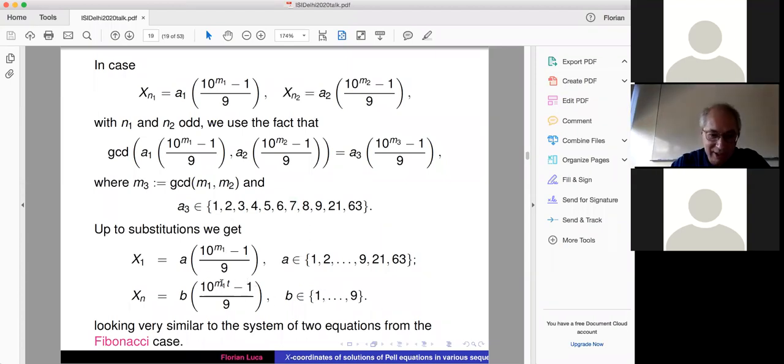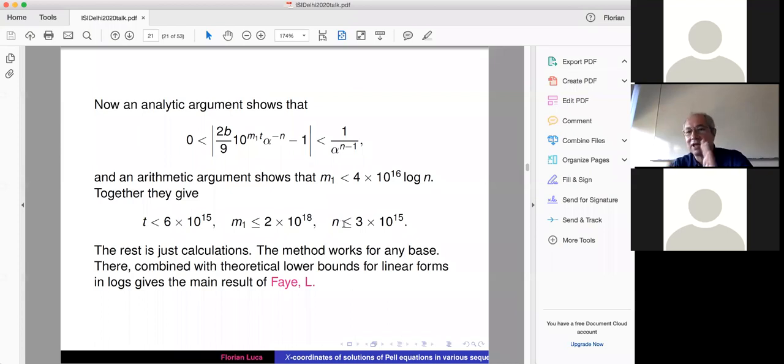But when you take 10 to the m1 over t minus 1 and you divide it by 10 to the m1 minus 1, you get a polynomial in 10 to the m1, which is the same as a polynomial in 10 to the m1 minus 1. And it turns out that this is congruent to m1 modulo 10 to the m1 minus 1. So again, you get some congruence argument, identical to the Fibonacci case.